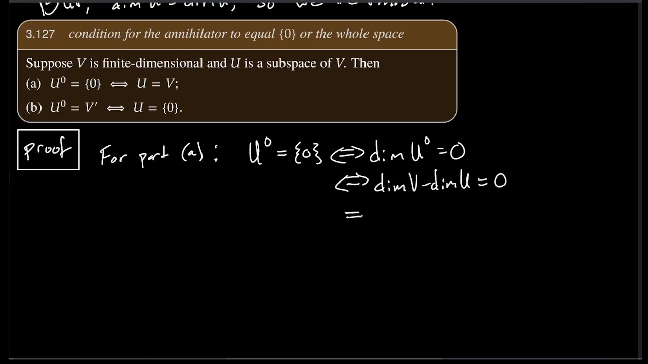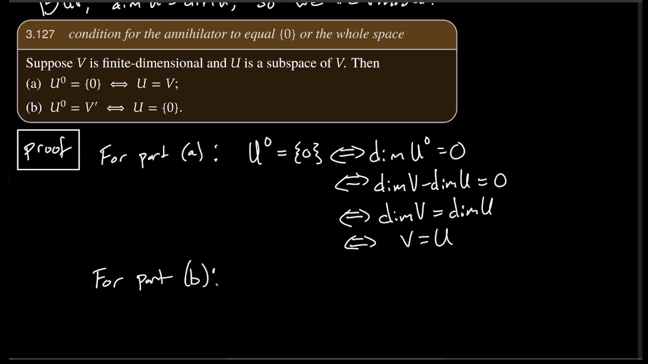Okay, and from here, we can go a little bit further, and this says that the dimension of V is equal to the dimension of U. But wait, there's only one subspace of V that has the same dimension as V. That is V itself. Huh! Crazy! We did it! Okay, part A, not too bad. What about part B?